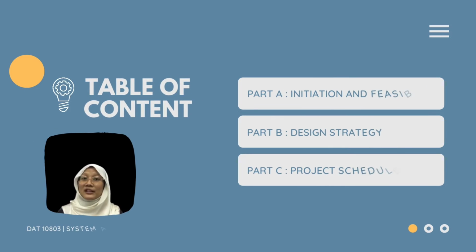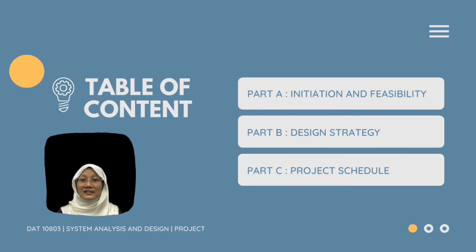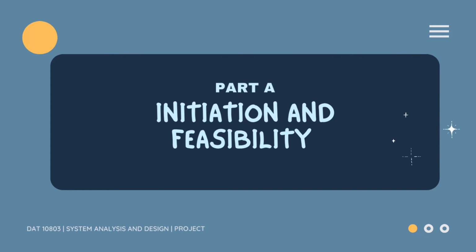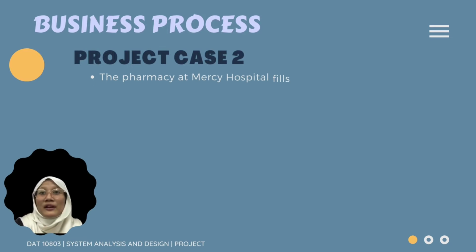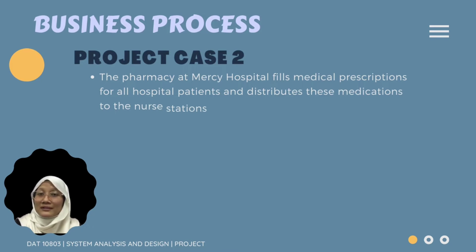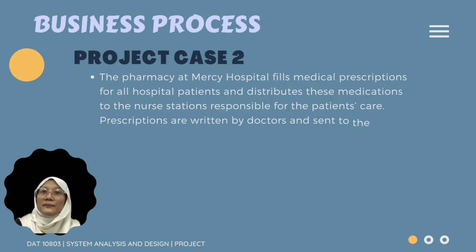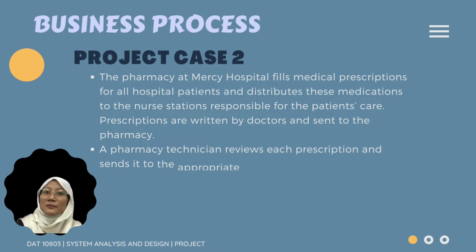This is our table of contents that we will explain to you. Part A is initiation and feasibility, Part B is design strategy, and lastly Part C is project schedule. Part A, initiation and feasibility. Project case study. We chose a case study entitled Pharmacy System for the implementation of this project.